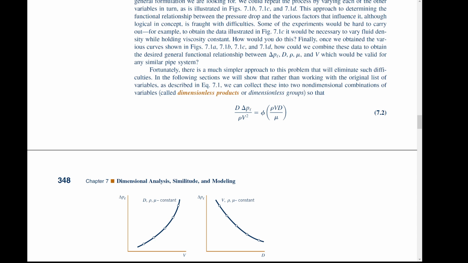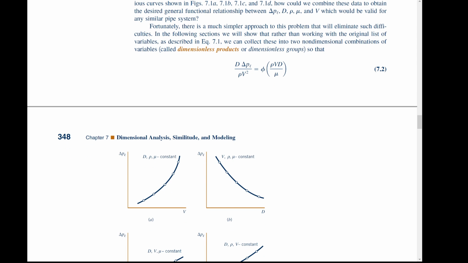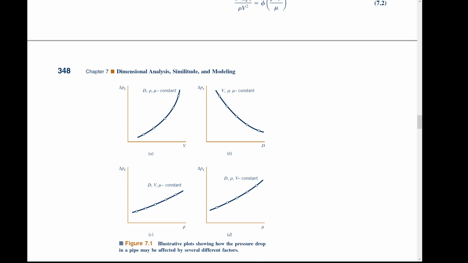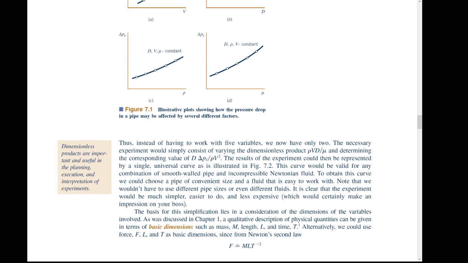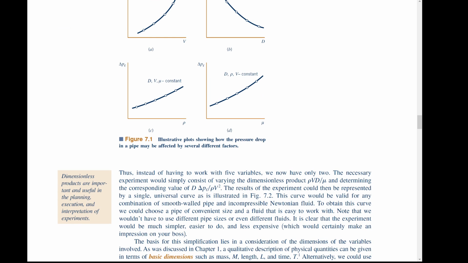In the following sections, we will show that rather than working with the original list of variables as described in 7.1, we can collect these into two non-dimensional combinations of variables called dimensionless products or dimensionless groups, so that, skipping the equation, it's some stuff, and then a phi of some stuff. Dimensional analysis, similitude, and modeling continued. Thus, instead of having to work with 5 variables, we now have only 2.